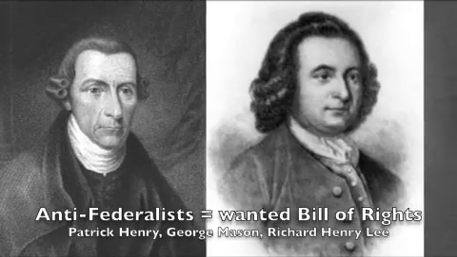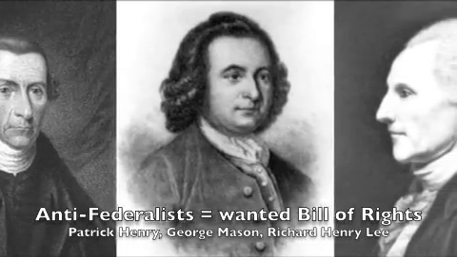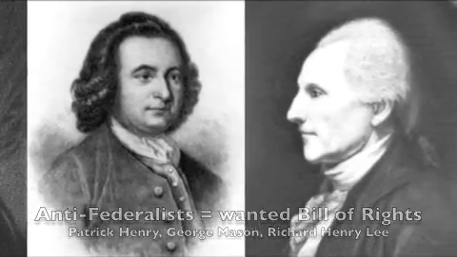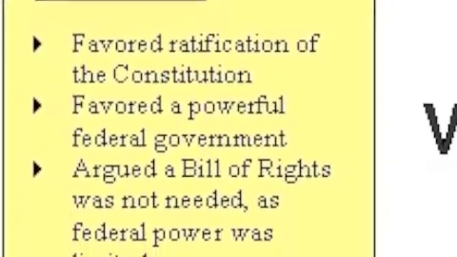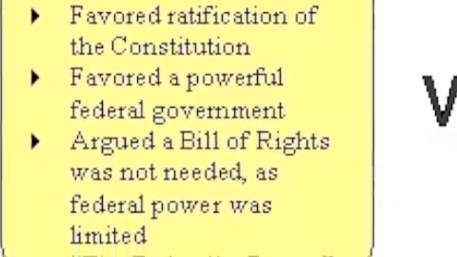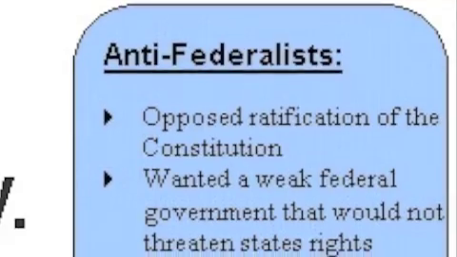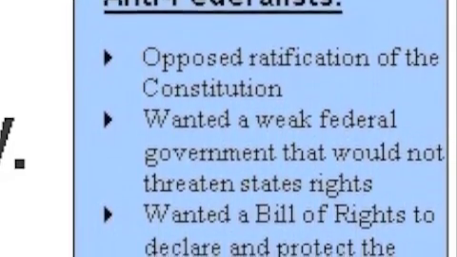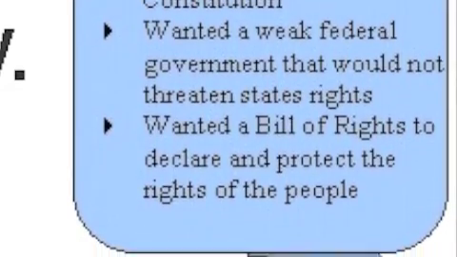The Anti-Federalists weren't unpatriotic. In fact, they were some of the famous patriots of the Revolution era. They included Patrick Henry, George Mason, and Richard Henry Lee. The Federalists argued for ratification of the Constitution and said that a Bill of Rights was not needed since the Constitution did not allow the federal government to violate any rights. On the other hand, the Anti-Federalists did oppose the ratification of the Constitution, saying that they favored the Confederation because they feared that a future federal government could be tyrannical and violate rights.